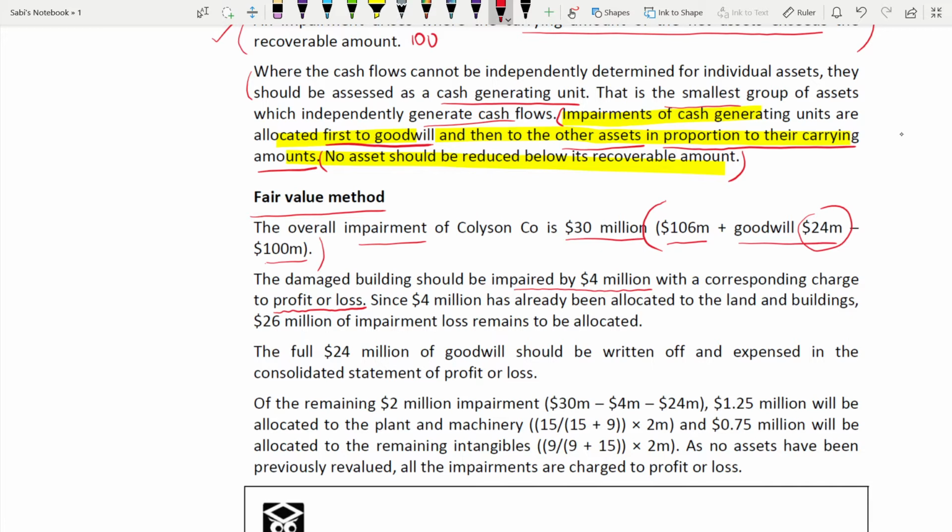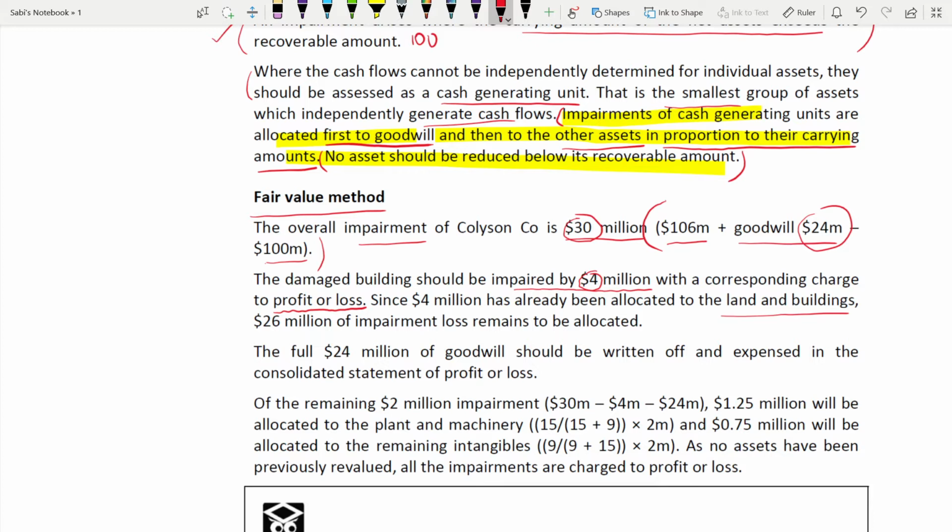Okay. So since 4 million has already been allocated to land and buildings, you see, out of this 30 million, the 4 million has already been allocated to land and buildings. You have to write this. Each word here is important, so I'm not going to repeat that this word has to be there. Understand it. Every sentence is required and you need to write it, but understand how the sentence comes. You need to first understand the concept or meaning behind it. Then you can write it in any way you want.